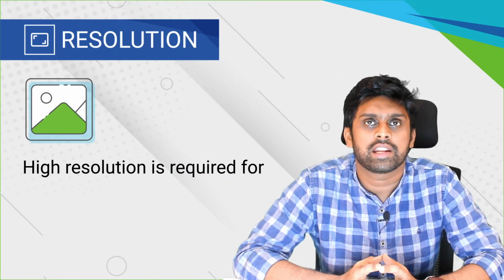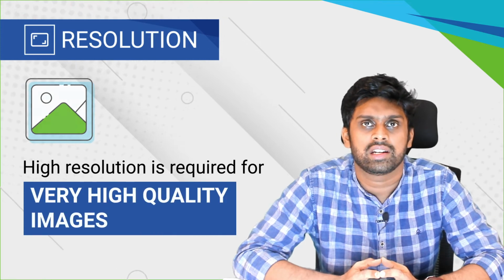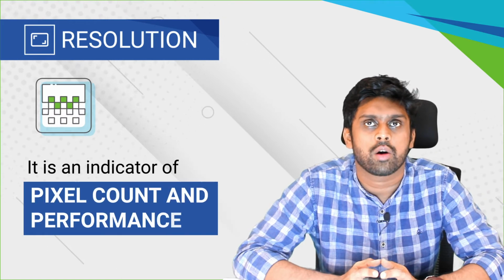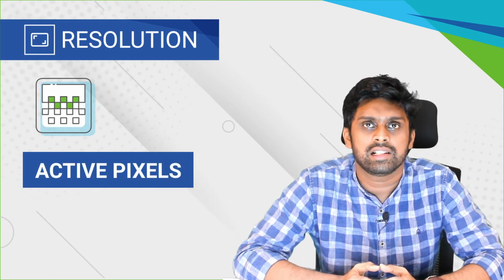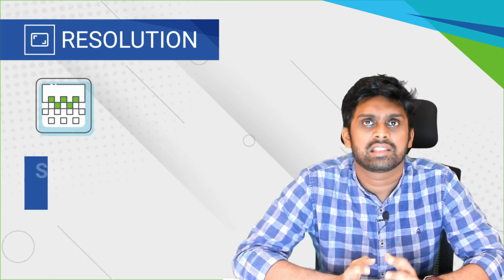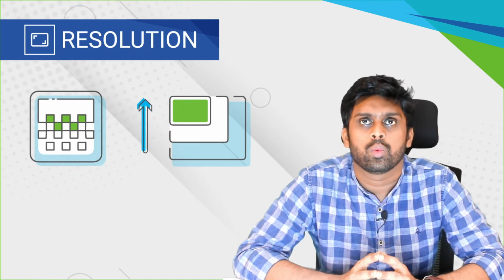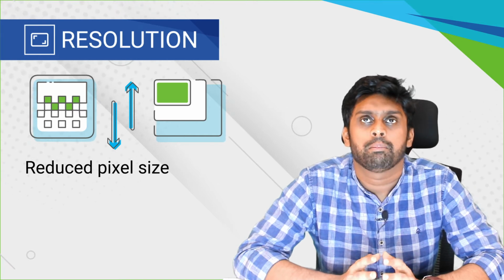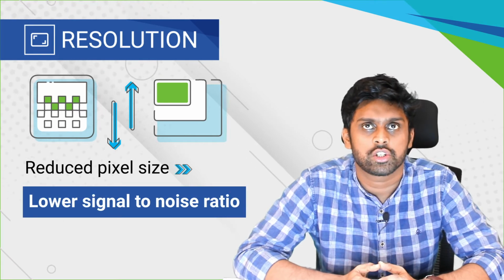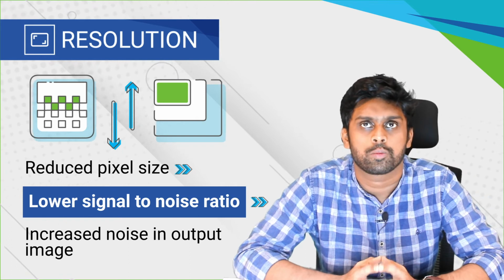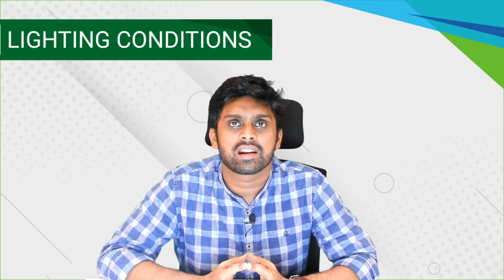Coming to high resolution. High resolution is necessary in applications that require very high image quality since it is an indicator of pixel count and performance. Active pixels, pixel readout characteristics, signal to noise ratio, and pixel size also determine the quality of the image. Resolution increases with decrease in pixel size. However, this reduced pixel size might result in a lower signal to noise ratio, increasing the noise in the output image.